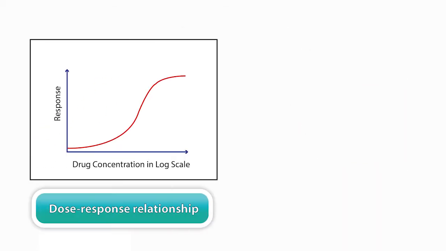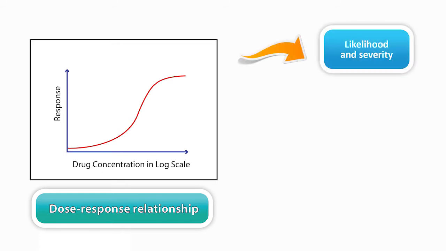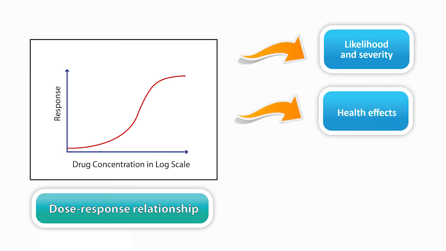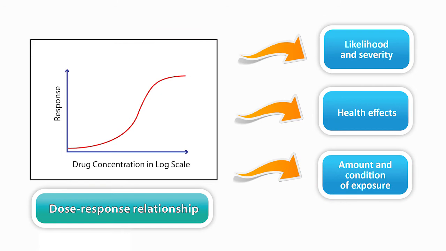Next, what is a dose-response relationship? A dose-response relationship describes how the likelihood and severity of adverse health effects, or the responses, are related to the amount and condition of exposure to an agent based on the dose provided.